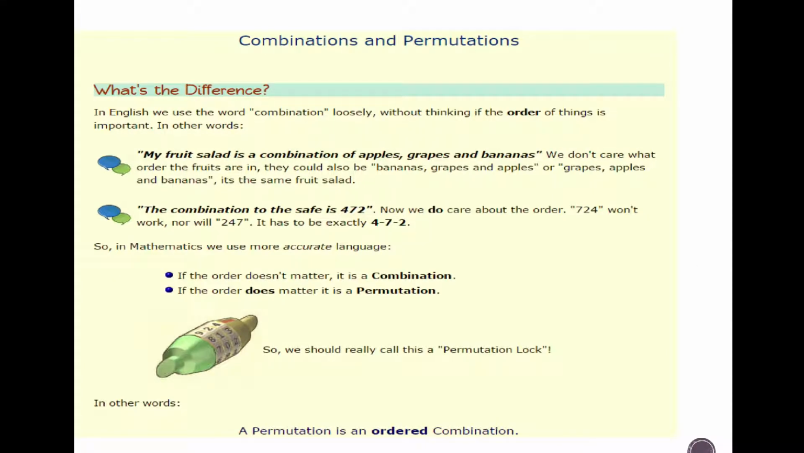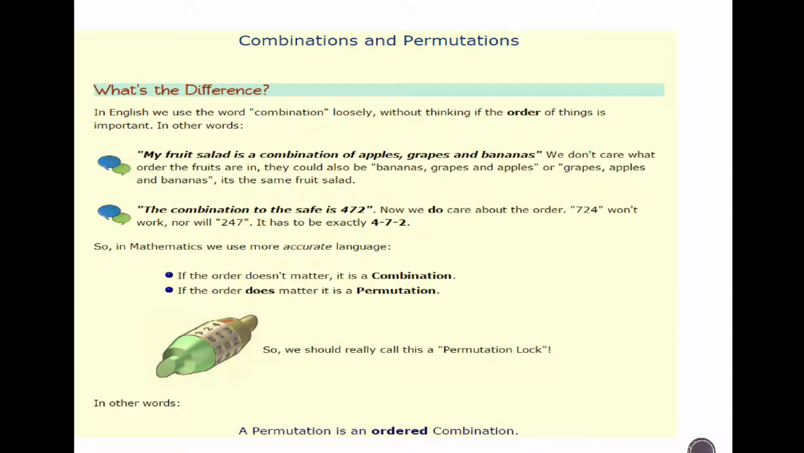Permutations. What is the difference? In English, we use the word combination loosely without thinking about whether the order of the things is important. In other words, my fruit salad is a combination of apples, grapes, and bananas. We don't care what order the fruits are in. They could also be bananas, grapes, and apples, or grapes, apples, and bananas, in the same fruit salad. In the meantime, the combination to the safe is 472.